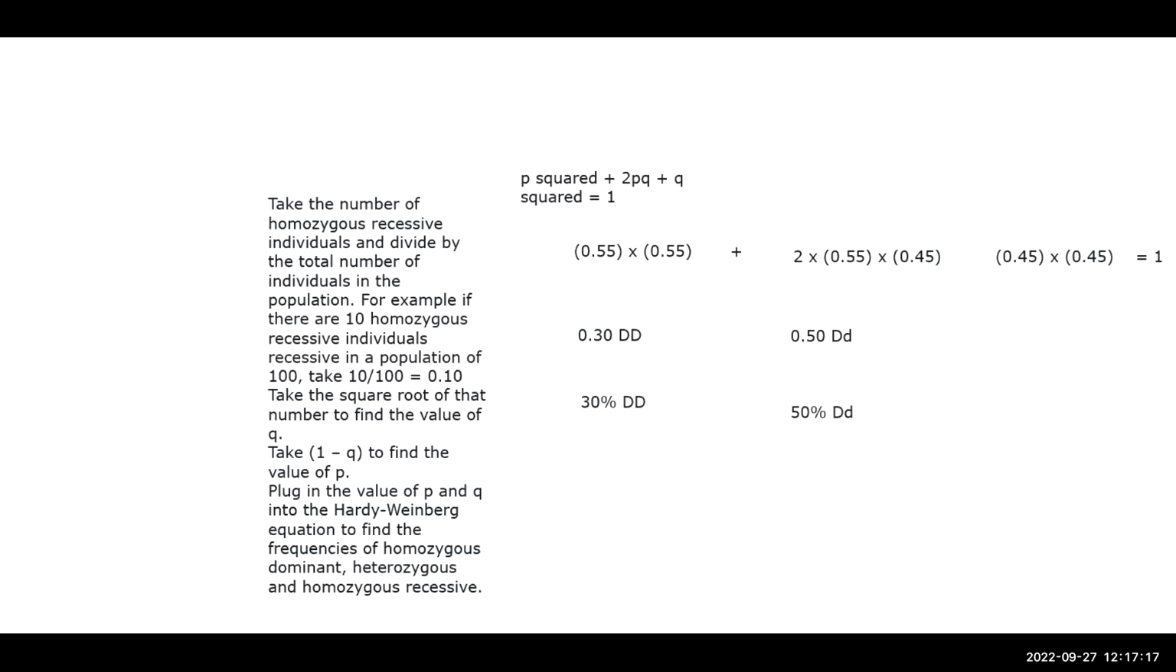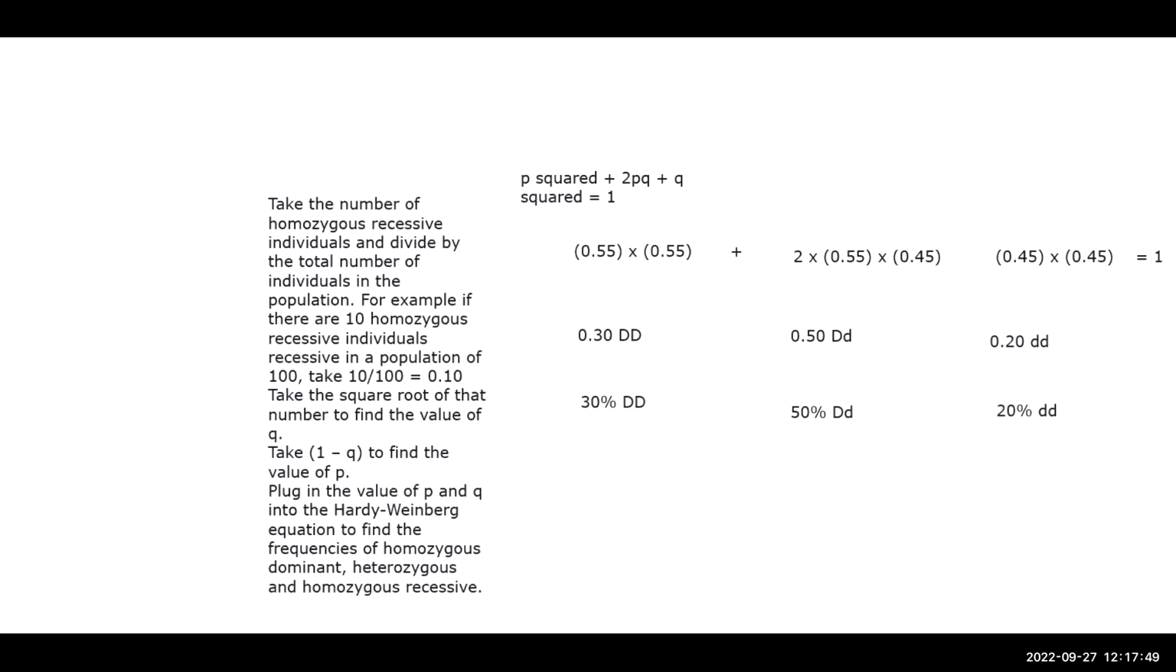All right, last part of our equation, the Q squared portion. So in your calculator, 0.45 multiplied by 0.45, and then round your answer out to 2 decimal places. 0.20, and that's representing homozygous recessive individuals, which as a percentage would be 20% homozygous recessive.